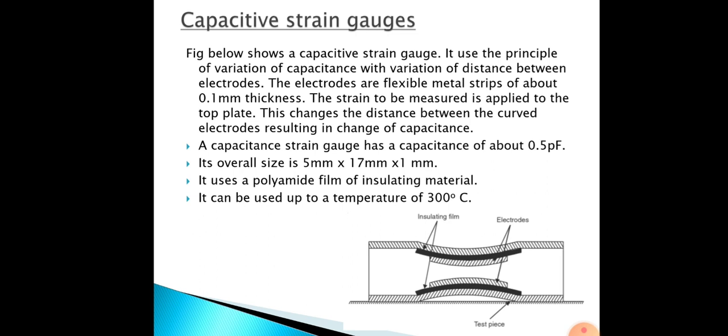Okay, so this strain capacitance relationship is generally not linear, but variation in dimension and shape allows good gauge characteristics. A capacitance strain gauge has a capacitance of about 0.5 picofarad. Its overall size is what? 5 mm by 17 mm by 1 mm. It uses a polyimide film as insulating material. The temperature it can withstand is 300 degrees Celsius.